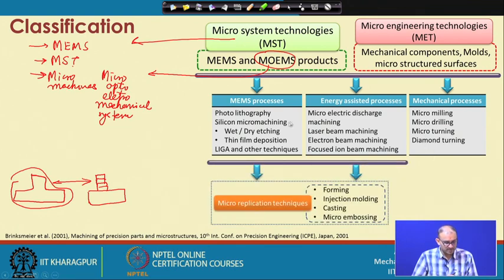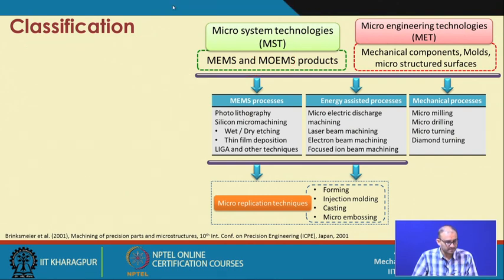Now, other than that, we have some processes where we contain the mass, we do not do any type of removal or addition. So, these are called replication techniques in this particular classification, but it is similar to the earlier one which we have seen. So, it is forming, injection molding, casting and micro embossing. So, these are the processes available.